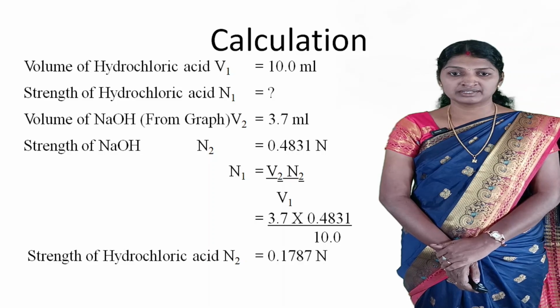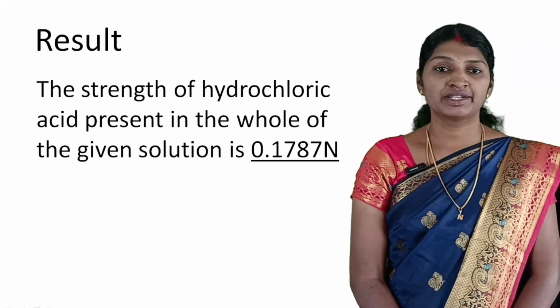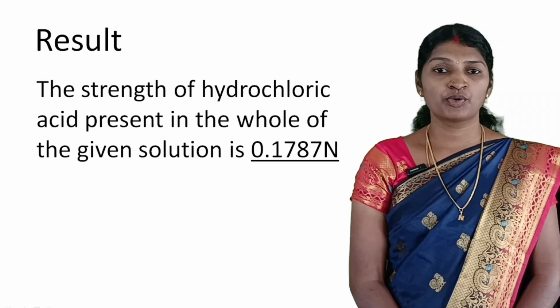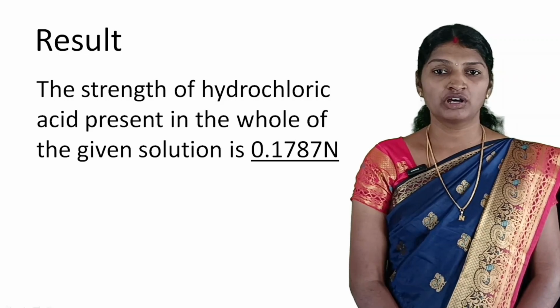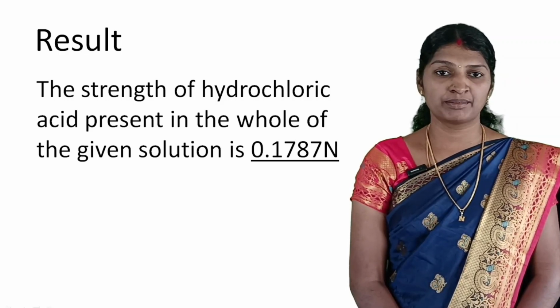0.1787 normality. The result of the experiment is the strength of hydrochloric acid present in the whole of the given solution is 0.1787 normal. Hope you have understood and learned the experiment.